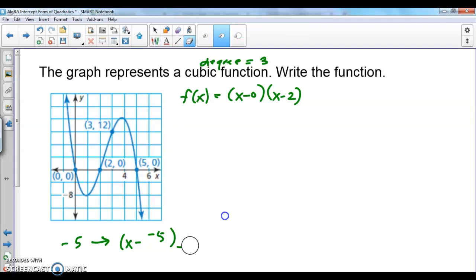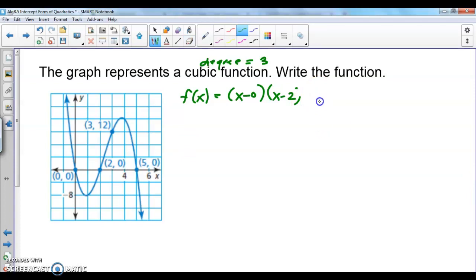Okay, but let's erase that. We don't need that. So going back, we've used the 2. So now let's use the 5, 0. So we have x minus 5. So those are the 3 intercepts.